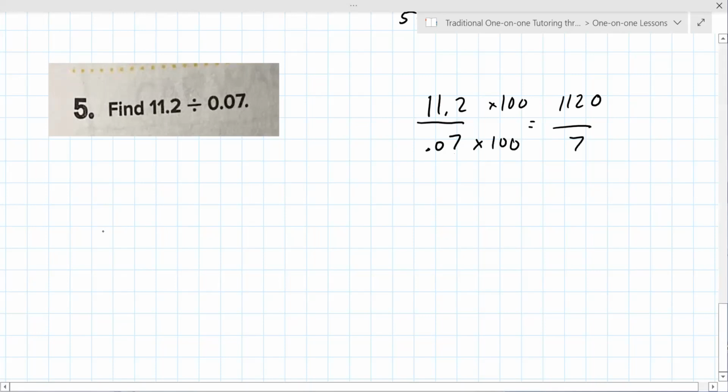Okay. So that 7 goes outside the house. 1120 goes inside the house. Go ahead and give this one a try, please.